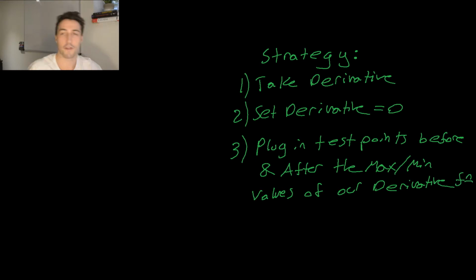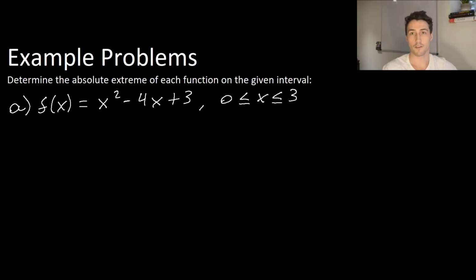So that would be the third step, is when we're checking whether it's a max or a min. We know it's either one, but we need to now check if it's a maximum value or a minimum value. So going through some more example problems, we have example problem A, and this is going to be determine the absolute extrema, or extreme, of each function on the given interval.